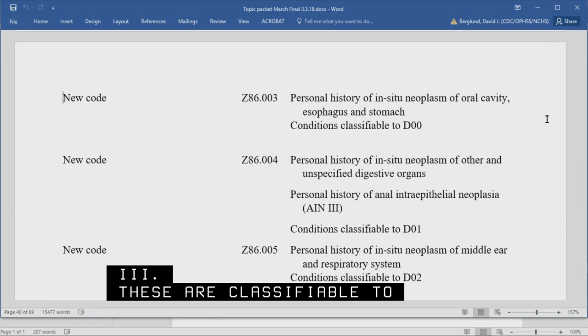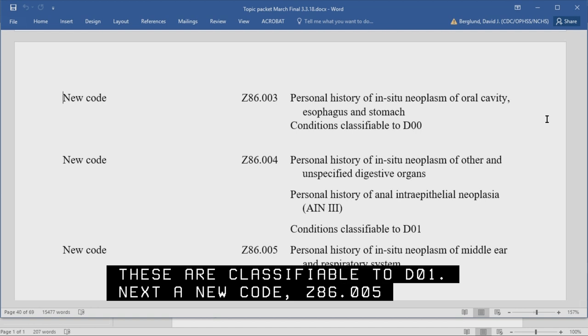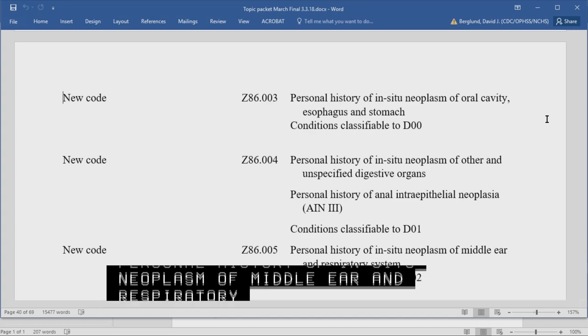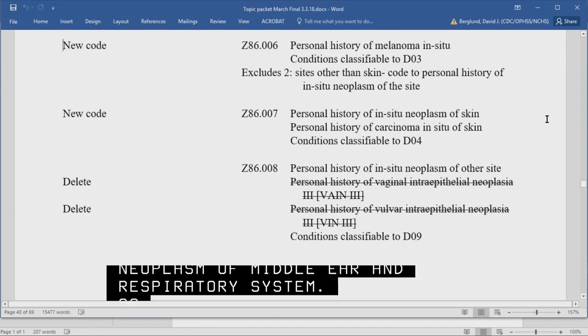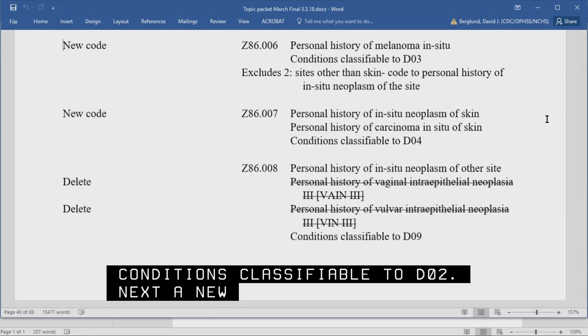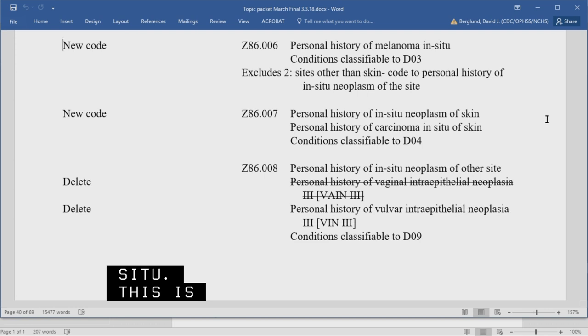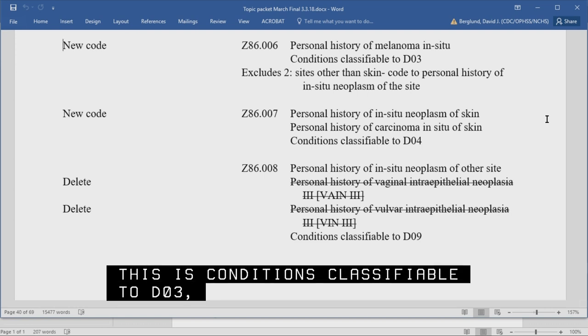Next, a new code, Z86.005, personal history of in situ neoplasm of middle ear and respiratory system, conditions classifiable to D02. Next, a new code, Z86.006, personal history of melanoma in situ. This is conditions classifiable to D03. Excludes 2 note, for sites other than skin, code to personal history of in situ neoplasm of the site.